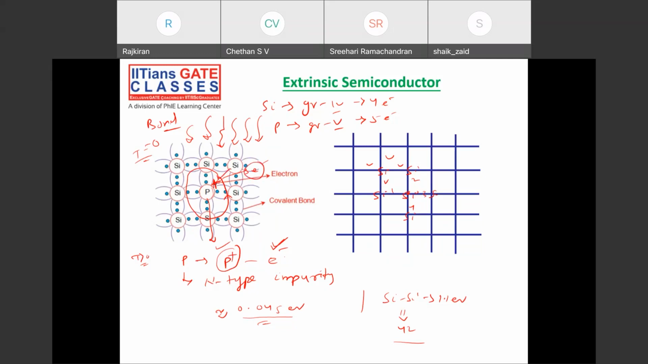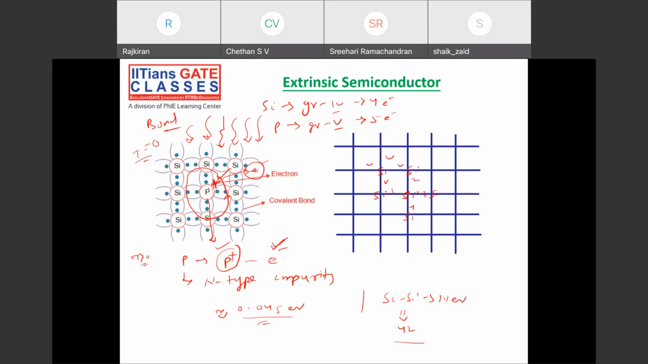So if I ask a question: an n-type semiconductor is electrically negative, electrically positive, or neutral? What is the answer? Positive, giving electron and becoming positive. But the total positive charge equals the total negative charge, so how is it electrically positive? The number of positive charges equals the number of electrons.